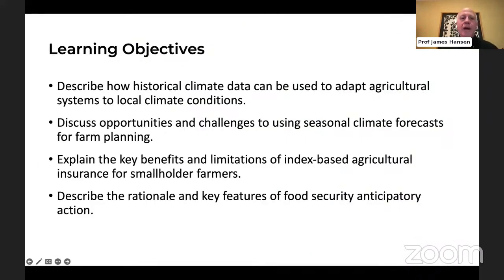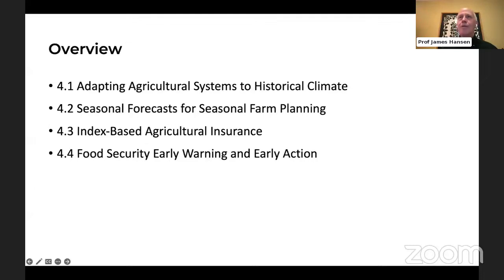So at the end of this session, you should be able to describe how historical climate data can be used to adapt agricultural systems to local climate conditions, discuss opportunities and challenges to using seasonal climate forecasts for farm planning, explain key benefits and limitations of index-based agricultural insurance for smallholder farmers, and discuss the rationale and key features of food security anticipatory action. 4 different types of examples of how climate services are put into practice.